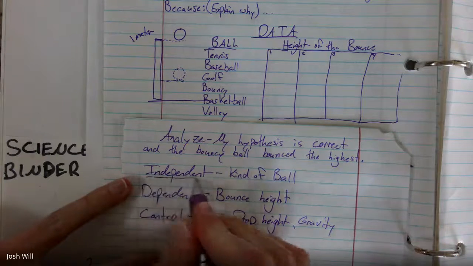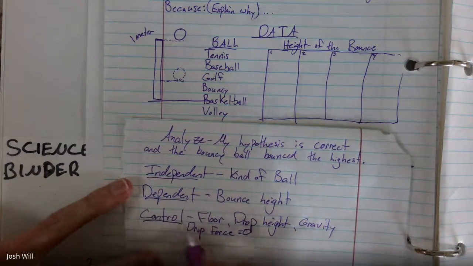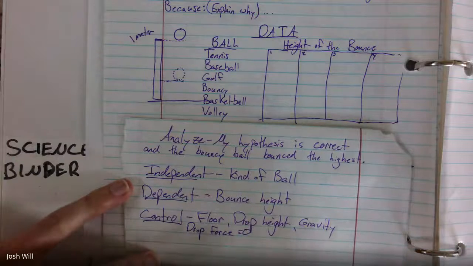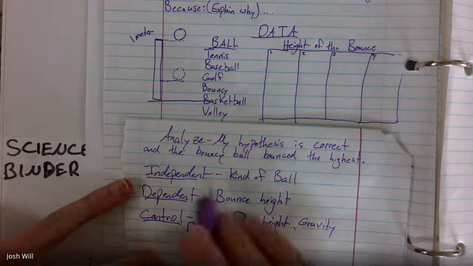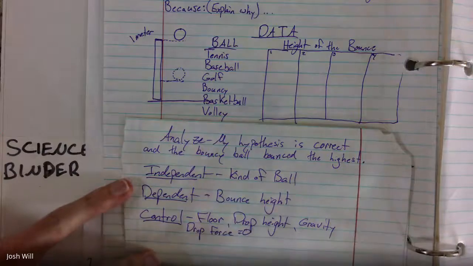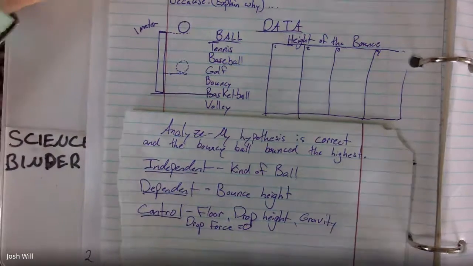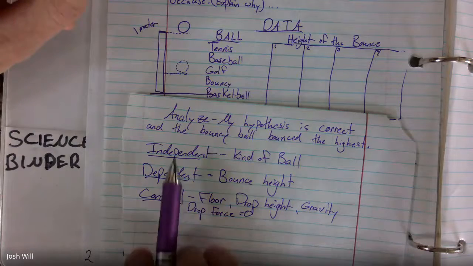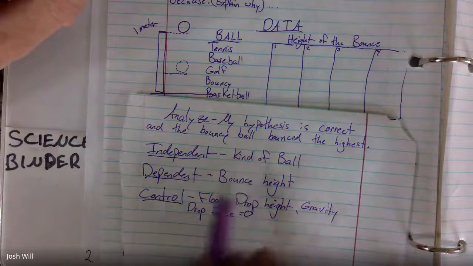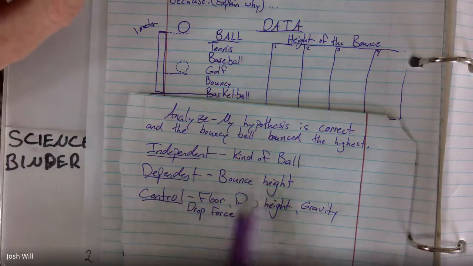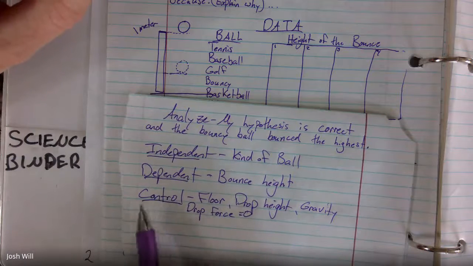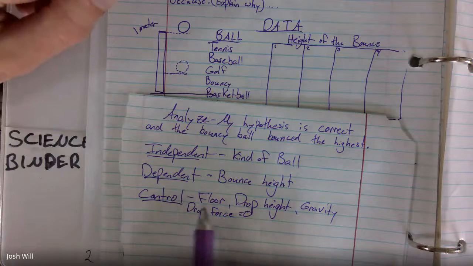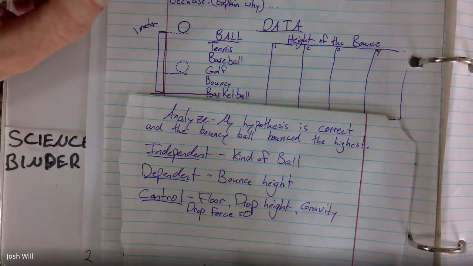And you're going to need to be able to identify these in other experiments throughout the next week or two. So being able to understand these things is going to be very important. So remember, the independent is what we're changing, the dependent is what we're measuring, and the control variables are the things that don't change at all. So that's it for this lab, and we'll move on to the next one.